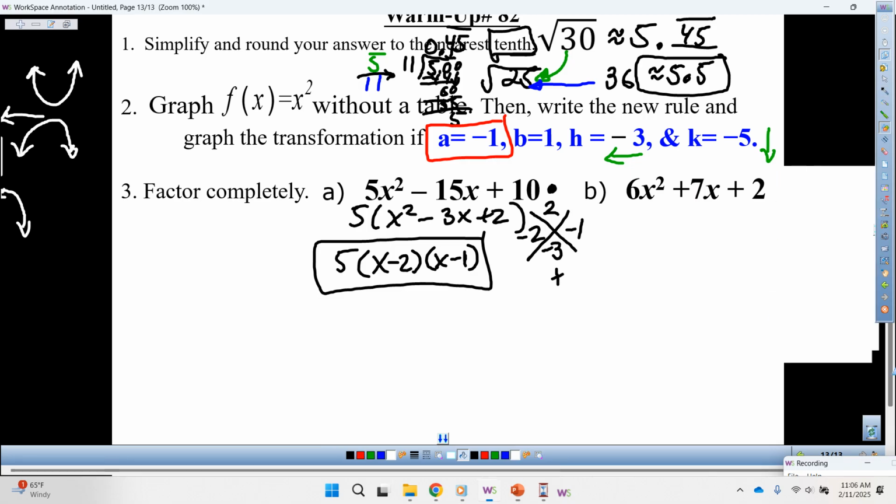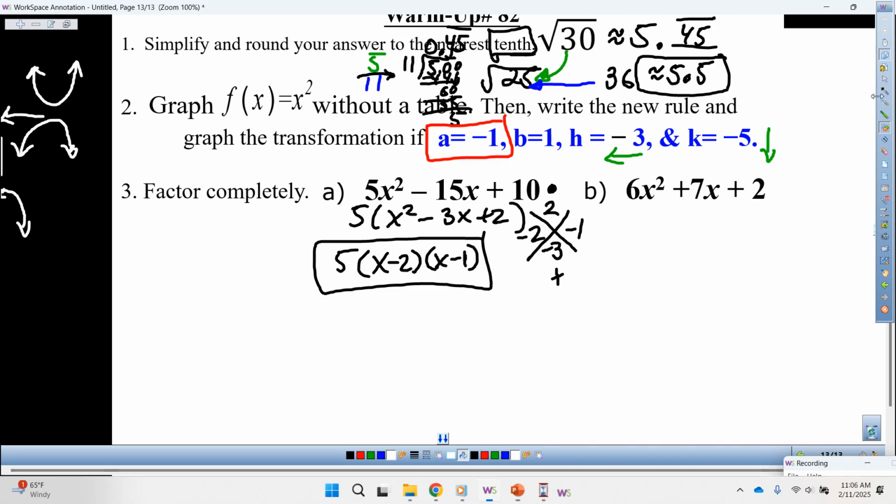It says 6x squared plus 7x plus 2. Is it in standard form? Yes. Is there a GCF? No. So, remind your neighbor what number goes on top and what number goes underneath. What number goes on top?